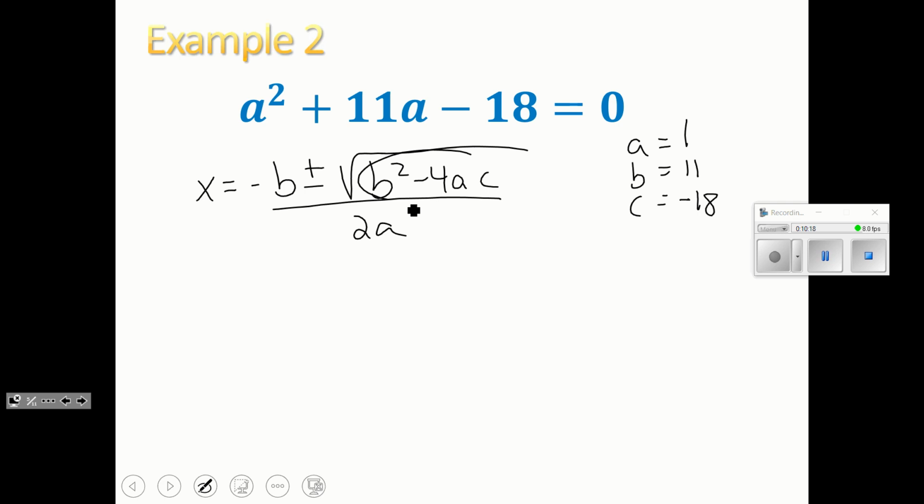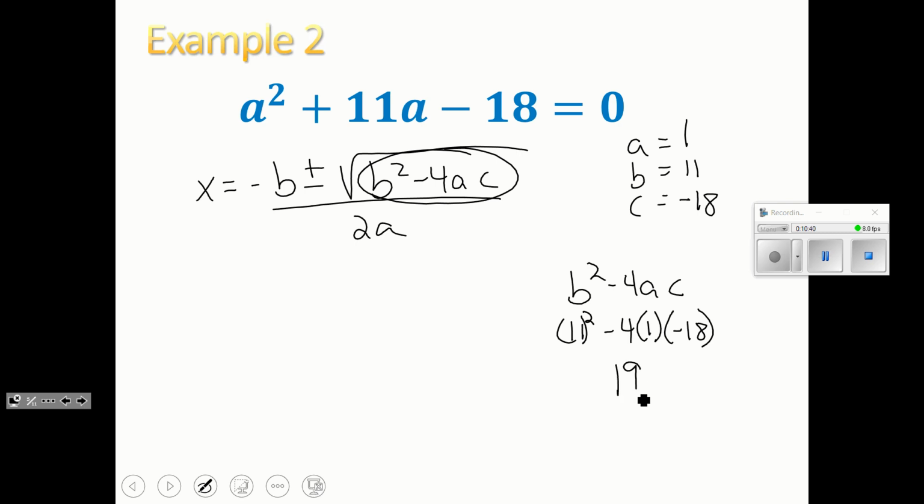All right, let's work our discriminant first. So b squared minus 4ac. So 11 squared minus 4 times 1 times negative 18. Okay, so I think when you put that into your calculator, I came up with 193. Okay, now that is a positive number, which means we're going to get two real solutions, but I think they're going to end up being, like, we know the square root of 193 is square root of 193. They're not going to be whole numbers.